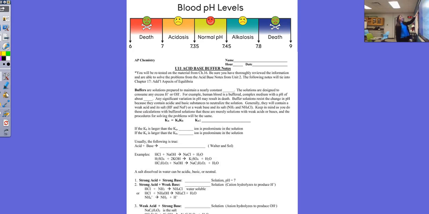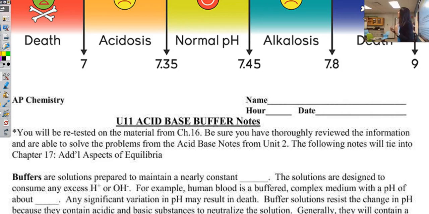All right, so let's go back right up to the beginning here on the buffer notes. First thing is, what is a buffer? Anytime that you have a buffered solution, the best example of a buffered solution is blood. What does your blood naturally do? It maintains a constant pH. Awesome. So it says buffers are solutions prepared to maintain a nearly constant pH. That's the definition of it.